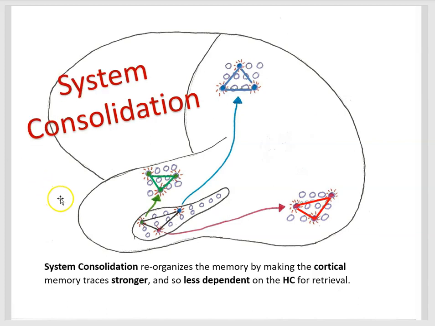So a lot of the system consolidation happens during sleep. It reorganizes the memory of the day's learning by making the cortical memory traces stronger. And one consequence of that is that the cortical memory traces then are less dependent on the hippocampus for retrieval. So notice I've made these now solid lines in the cortical memory traces.